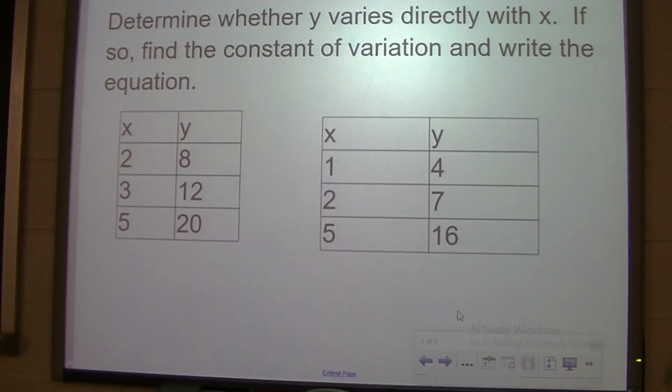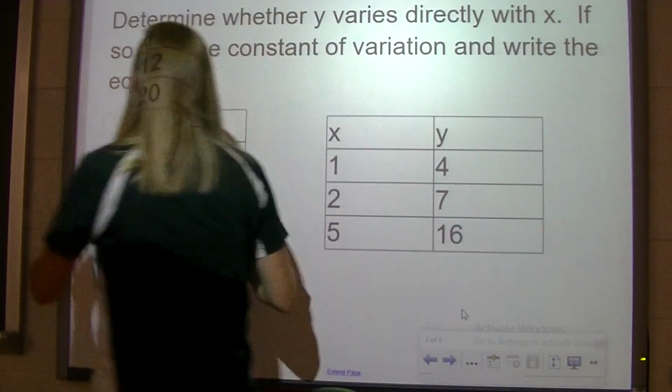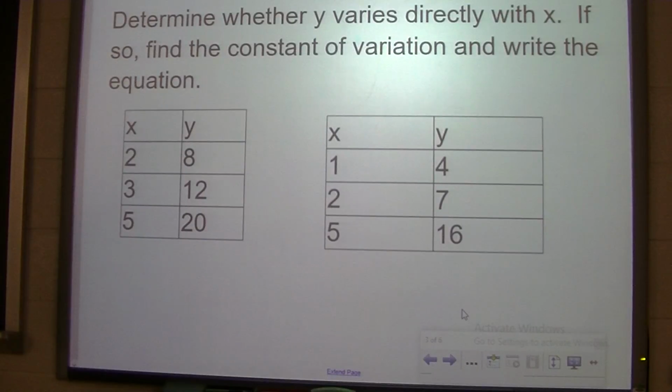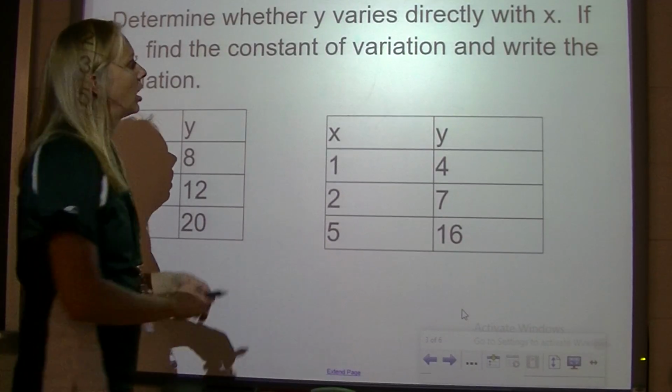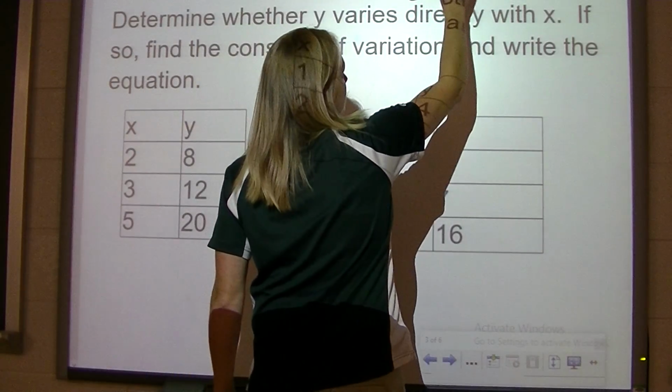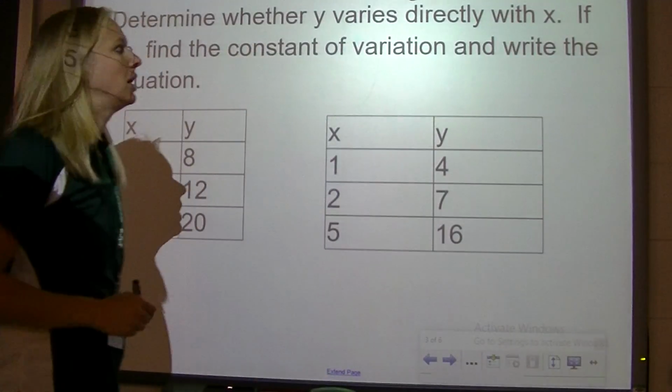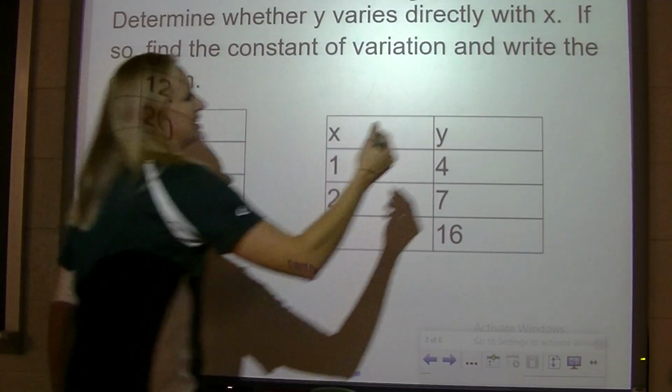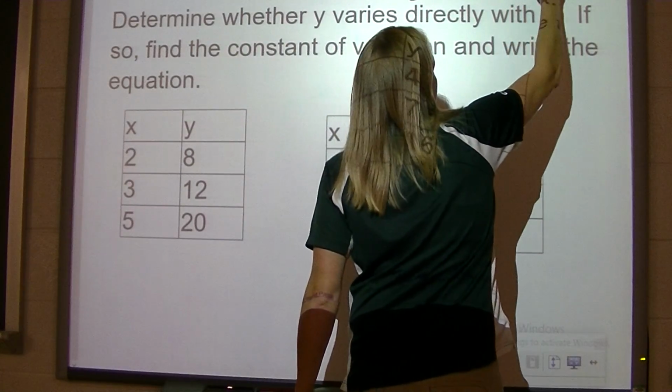Okay, I know you can't see the top, but all you're missing is it says example 1. So it says determine whether y varies directly with x. If so, find the constant of variation and write the equation. Okay, well direct variation, the fact that it says y varies directly with x, we know that means y equals kx. So to find the constant is your k.